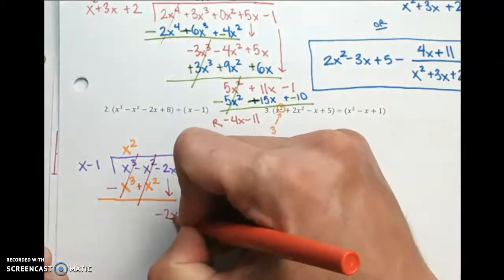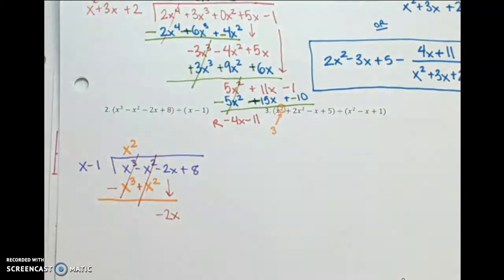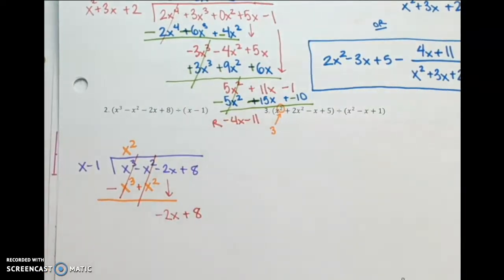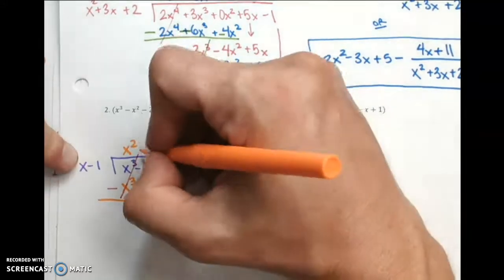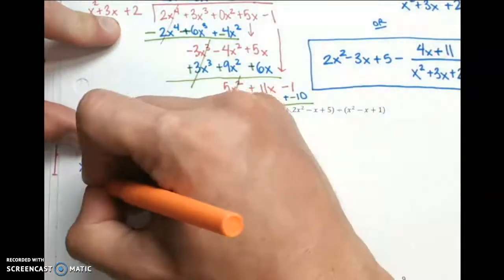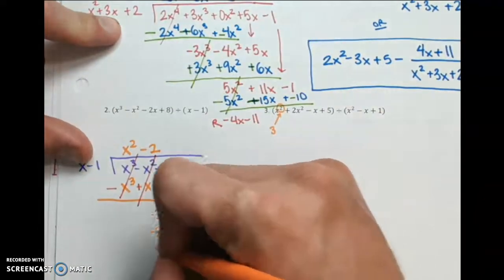Alright, bring down my next term, negative 2x. And can I match that? And I'm actually just going to bring down the 8 too, because I think that's a better way to go. Can I match that? So, x, I'm going to multiply by negative 2. Negative 2 times x is negative 2x. Negative 2 times negative 1 is positive 2.